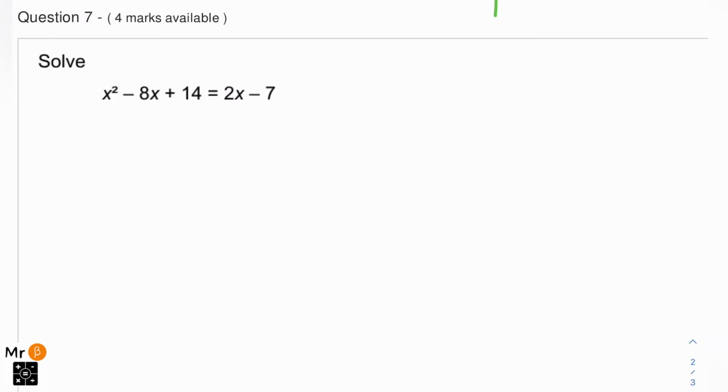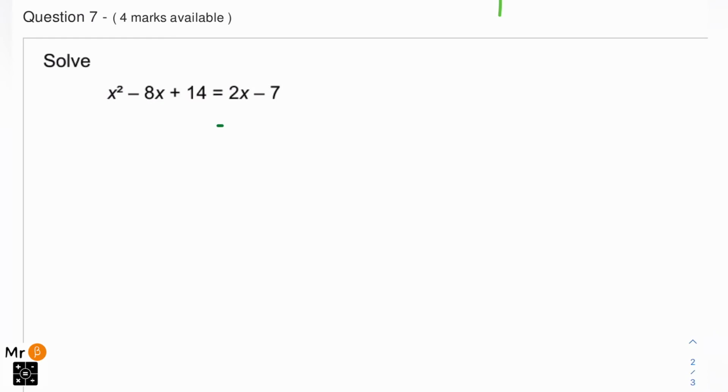So looking at question 7, this is similar to question 6. We've got it equal to 2x minus 7 on the right hand side. We need to make this equal to 0. So we are going to subtract 2x from both sides. That would leave us with x squared minus 10x. And we need to add 7 to both sides to get rid of the negative 7. 14 plus 7 is 21.